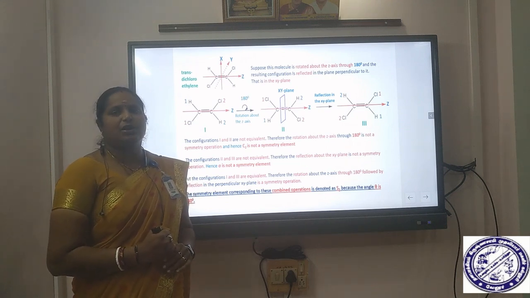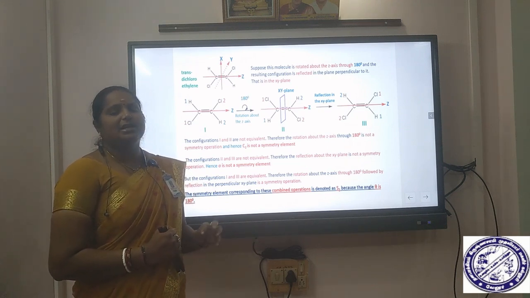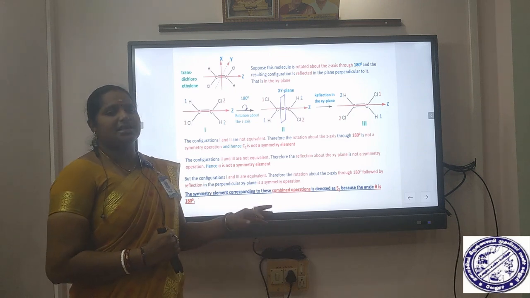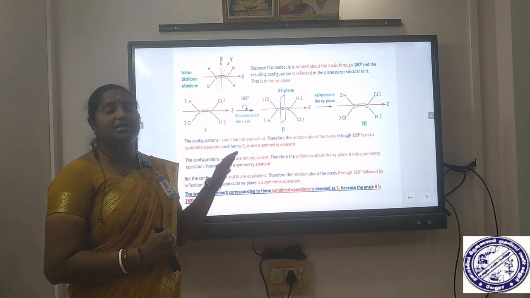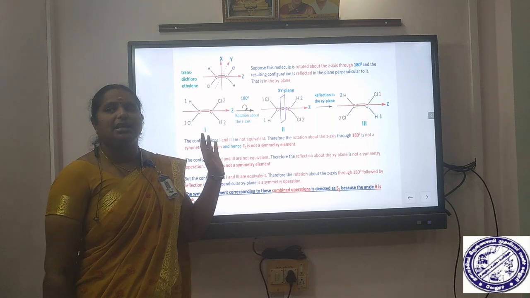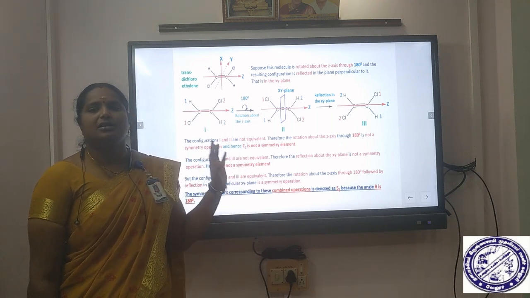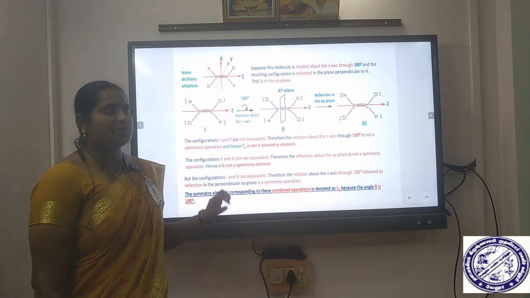So when the rotation is followed by reflection and the resulting configuration is indistinguishable from the original one, then the molecule has an improper axis of symmetry.